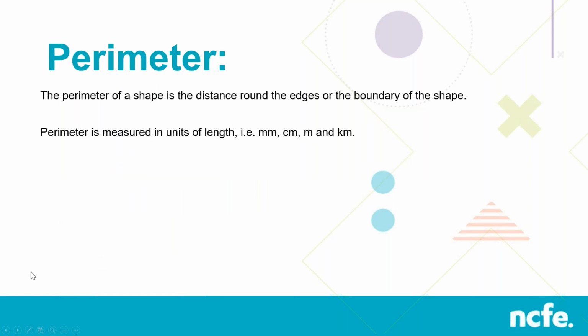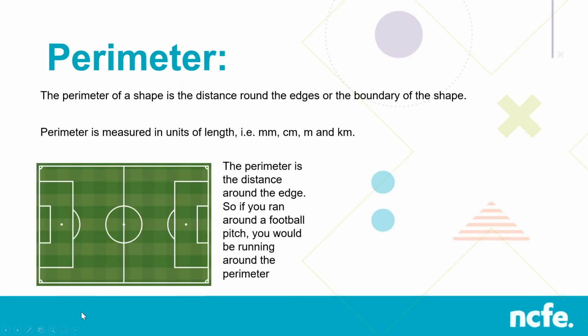The perimeter of a shape is the distance around the edges or the boundary of the shape. Perimeter is measured in units of length, i.e. millimeters, centimeters, meters, and kilometers. So the perimeter is the distance around the edge. If you ran around a football pitch, you'd be running around the perimeter, shown here in red.